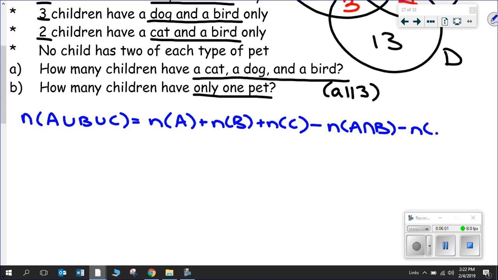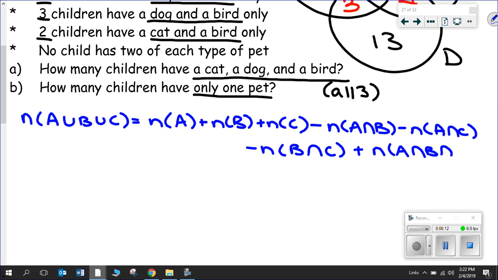Subtract off the number that were in A and C. Subtract off the number that were in B and C. And then add in the number that were in A and in B and in C. Now this question has dogs, cats, and birds. So instead of using A's, B's, and C's, I'm going to use the dogs and the cats and the birds.